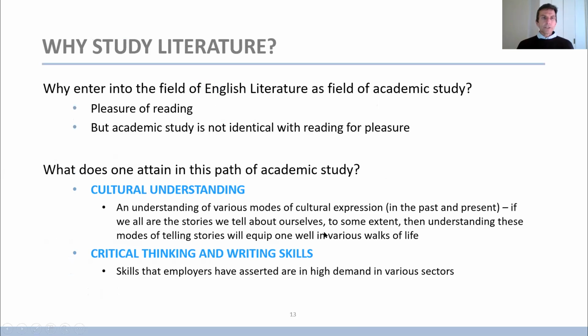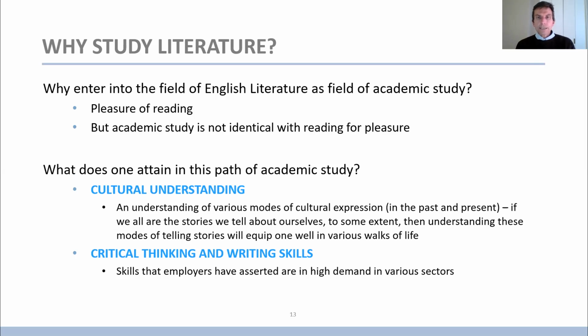Why study literature? So why enter into the field of English literature as a field of academic study? So there's the pleasure of reading. I often joke that people must still be reading novels on beaches or on planes, because novels are still being sold at airports. So someone's reading. There's a pleasure to reading that seems to still endure.